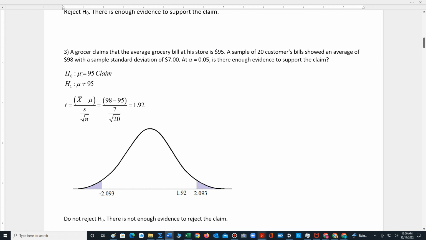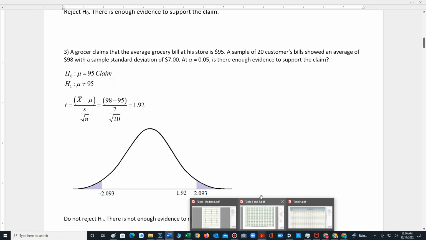Well, the claim is that the mean is 95. That's H naught. H sub 1 has to be the opposite. The mean is not 95. It's a two-tailed test, since we have not equal. We need to compute degrees of freedom. So degrees of freedom is 20 minus 1, which is 19.